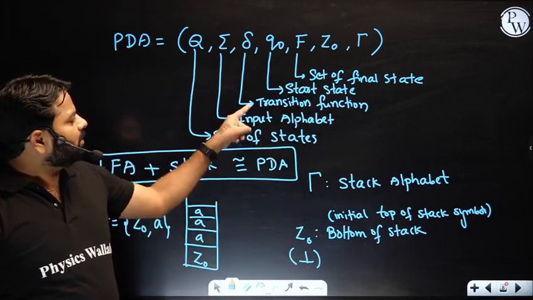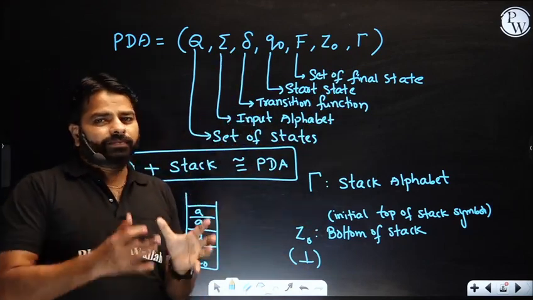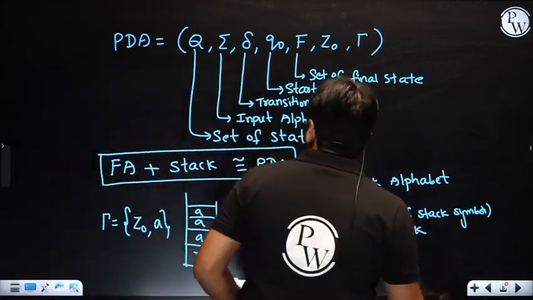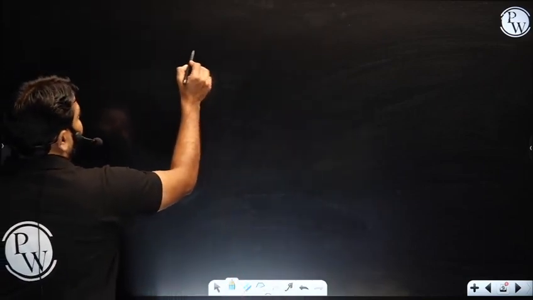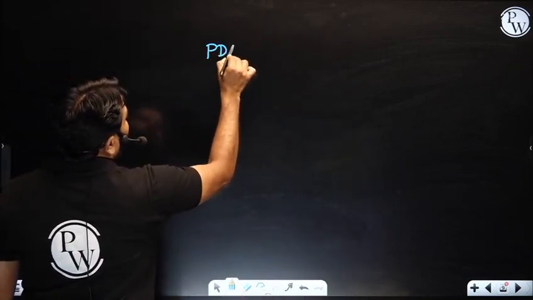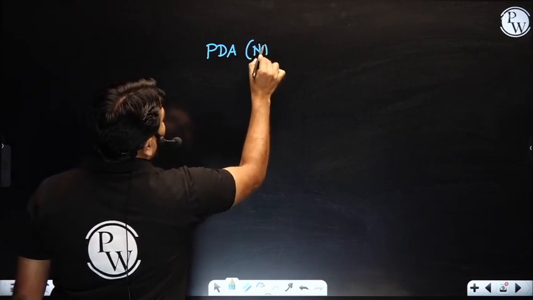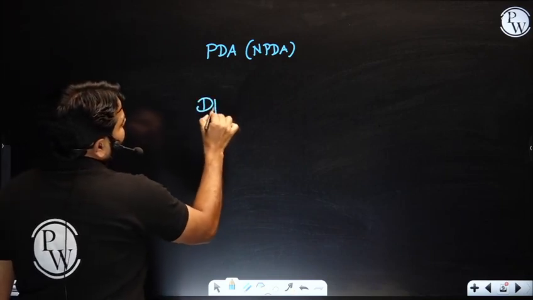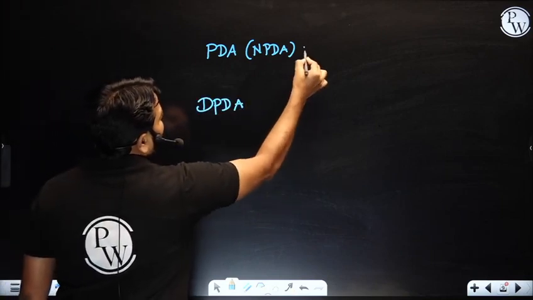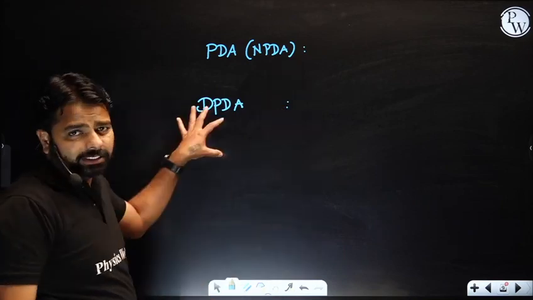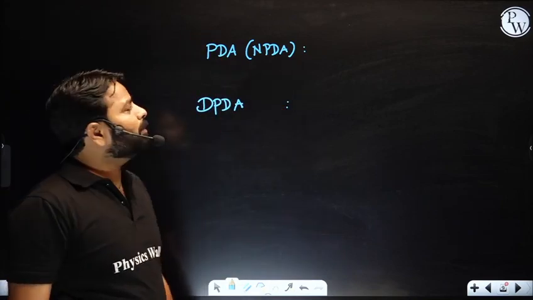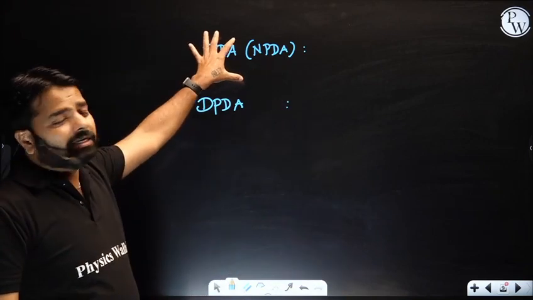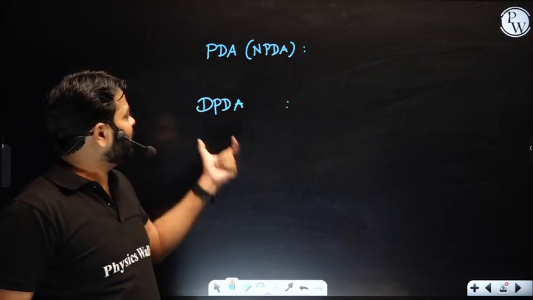Now this delta transition function is different for both deterministic as well as non-deterministic. Let me help you with that too. When we call PDA, it is also called NPDA, or non-deterministic PDA. But there is another machine called deterministic pushdown automata. So we have two machines, one is deterministic, another one is PDA. People might say that PDA is of two types, deterministic and non-deterministic. No, actually PDA is non-deterministic. When you restrict it, you will get a deterministic one.